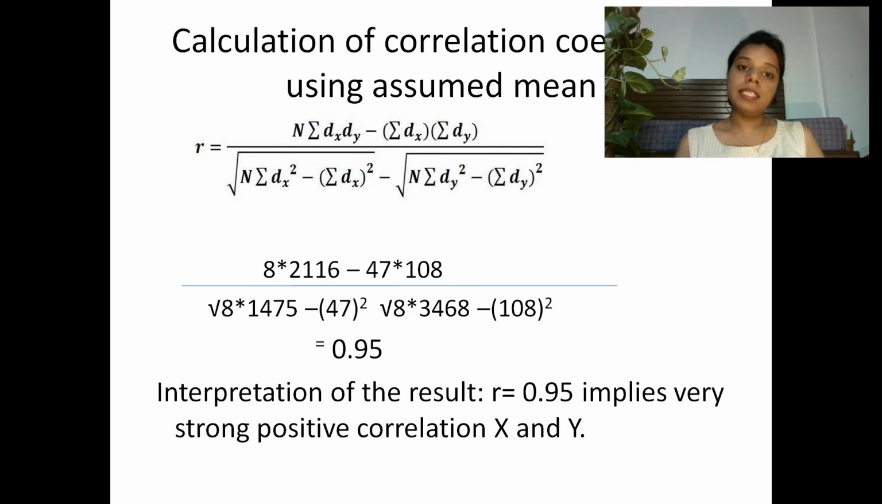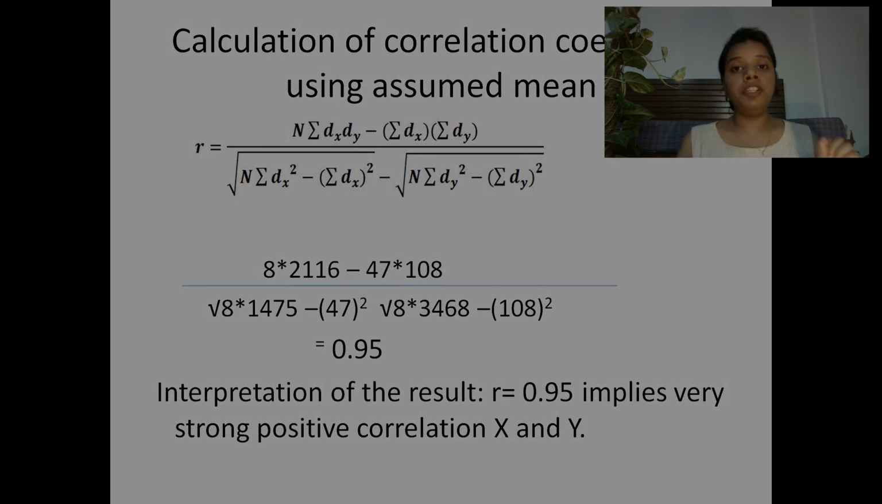So now these are the two methods we need to do in the correlation coefficient. One is the direct method, and the second is finding the correlation coefficient using the assumed mean.